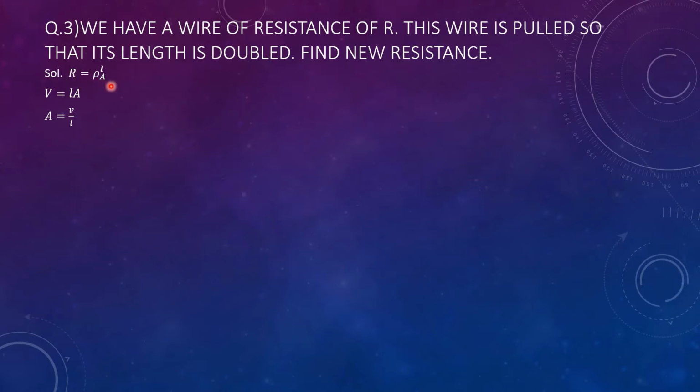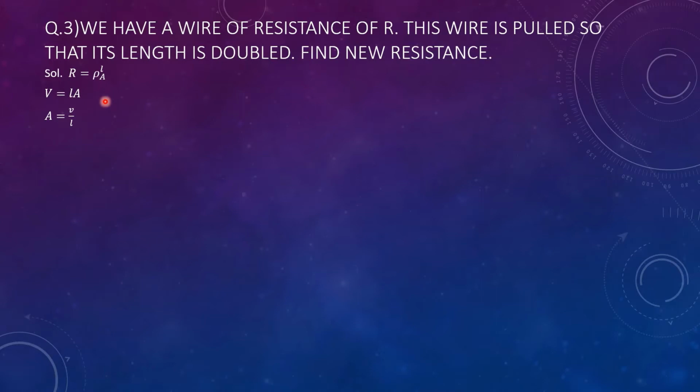R equal to rho L upon A, this is the formula. We know that the wire is a cylinder, and the volume of a cylinder is pi r square h. The wire is cylindrical and the volume of a cylinder is pi r square h. Pi r square is the area of cross section, which we can write as A, and the length of the wire we'll consider as height, so h is replaced by L.